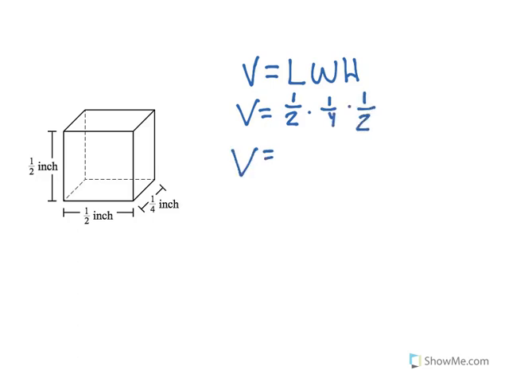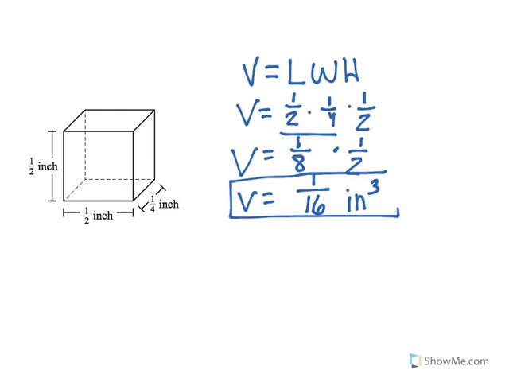So now I just have to think about what I know about fractions. Well, I know that when you're multiplying fractions, you can just multiply the numerators, and then multiply the denominators. So I'm going to start here, and if I have 1/2 times 1/4, that's the same as 1 times 1, which is 1, and 2 times 4, which is 8. And I'm going to bring down my 1/2. And to get my full answer, I'm going to do 1 times 1 for the numerators and get 1, and 8 times 2, which is 16, giving me 1/16 inches cubed for the volume.